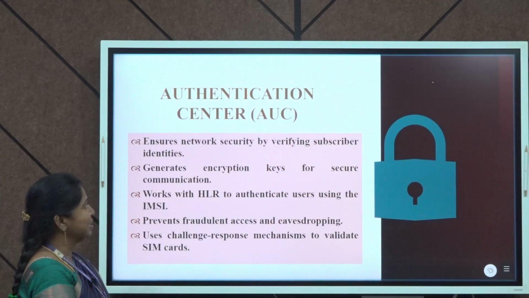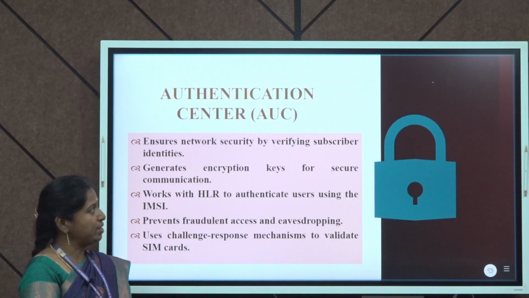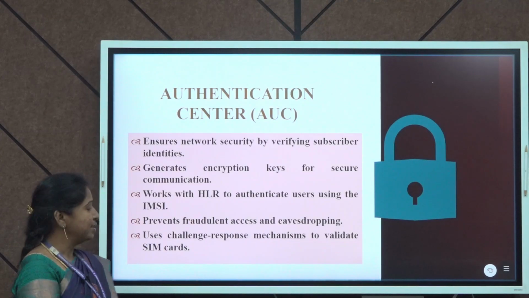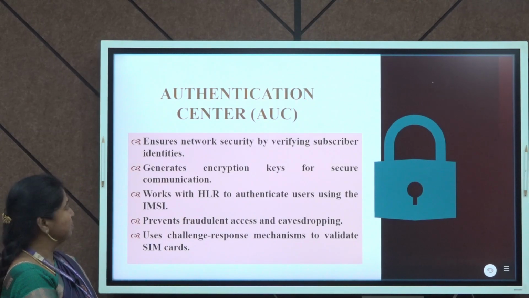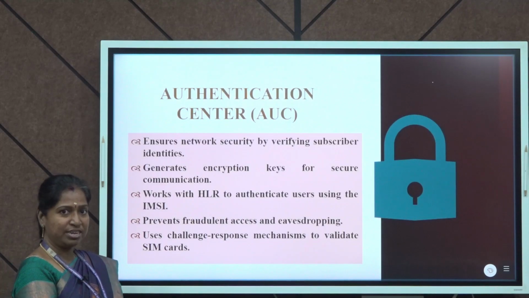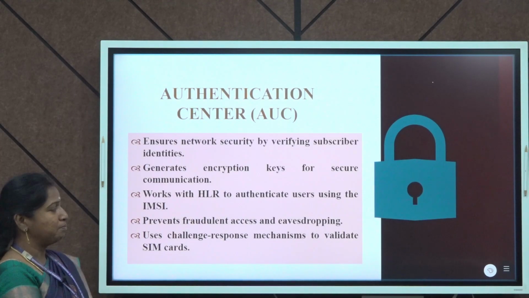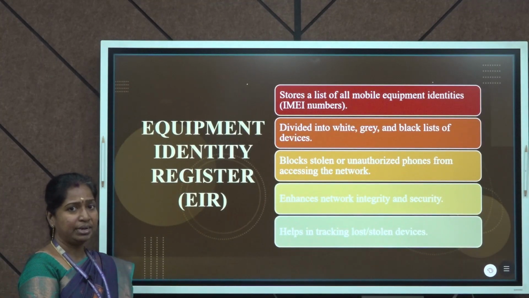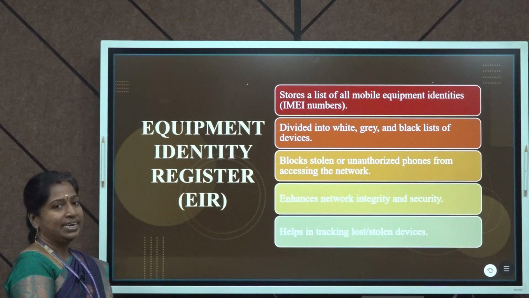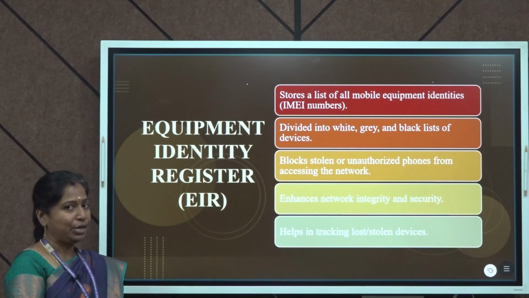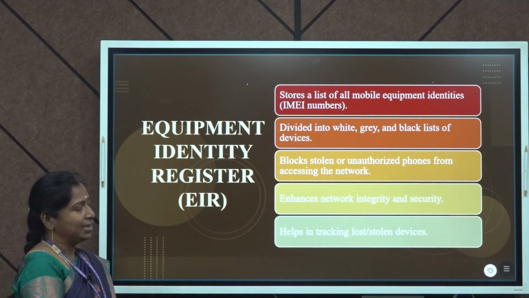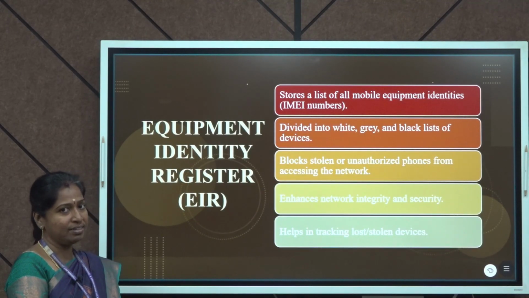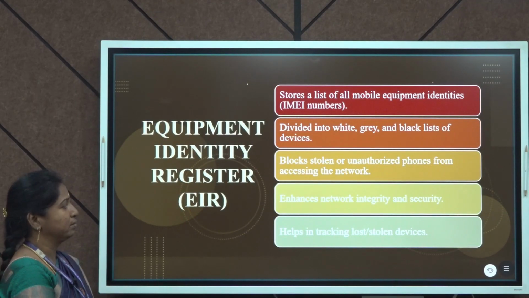Authentication Center provides security by verifying the subscriber's identity using the challenge response mechanism. It also generates encryption keys for preventing fraudulent access. Equipment Identity Register EIR contains all the identities of mobile equipment and it can block blacklisted and stolen devices from accessing the network.